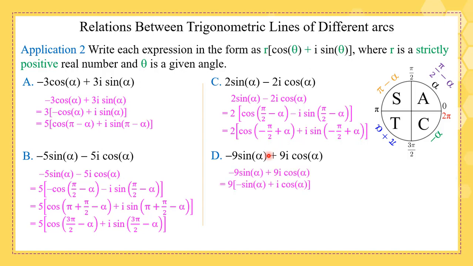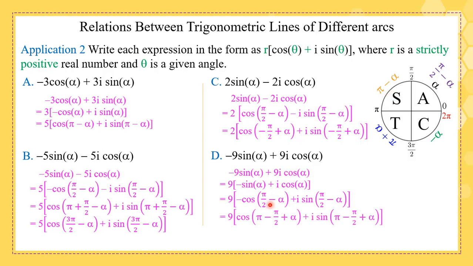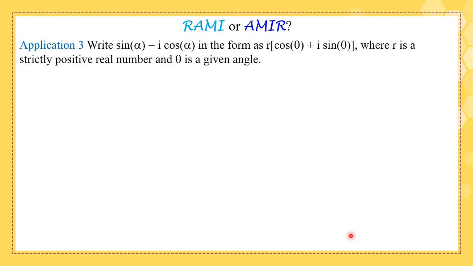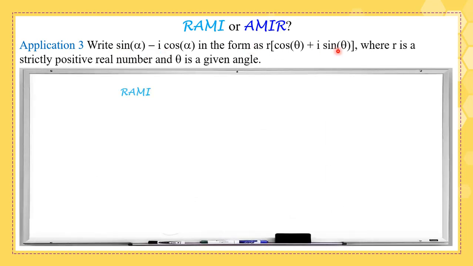If we take 9 in common and we translate, we have the cosine is negative, the sine is positive. This is in the second quadrant. So we have to write pi minus the angle that we have, and this becomes pi minus pi over 2 plus alpha. Remember, we multiply all of this angle by a negative sign. Similarly here, and this would be the answer. Now Rami or Amir, we need to write this expression in this form. Let's see what they did.